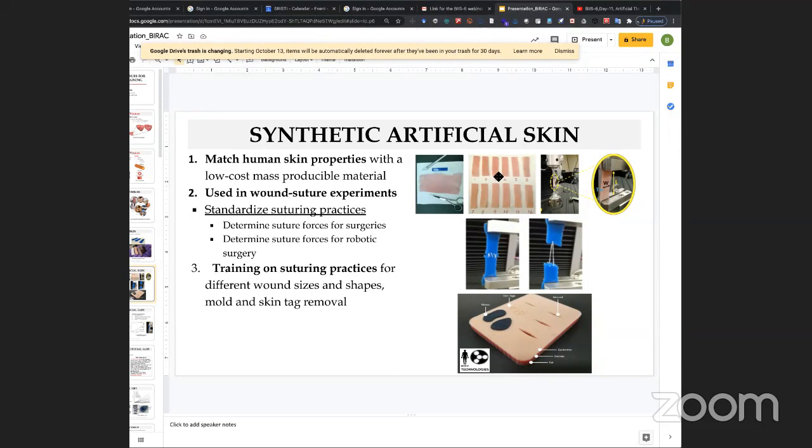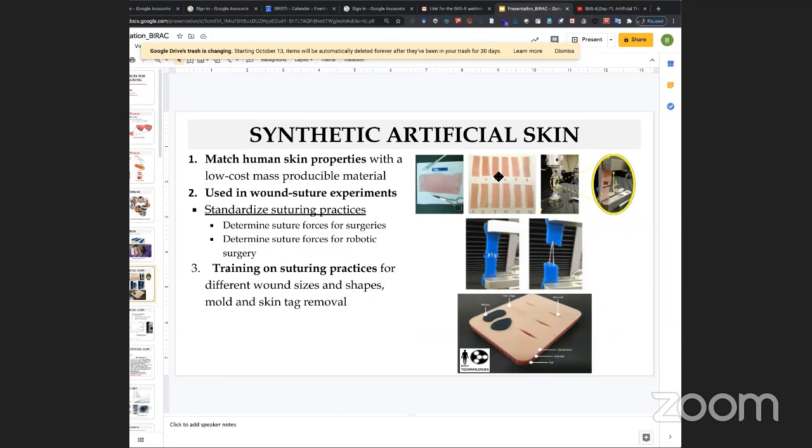Third is determining suture forces for robotic surgery. A lot of these surgeries are changing these days to robotic surgery. Robots are not trained surgeons, you have to feed something to them. So in order to do that, we have to use this artificial material and run a lot of tests and feed the right information to the robot, saying this much is the suture force, pull it this much, and perform the surgery like that. So this is another use.